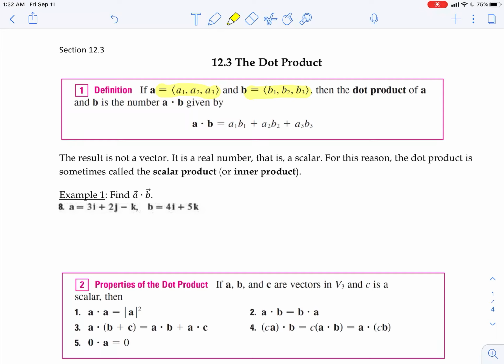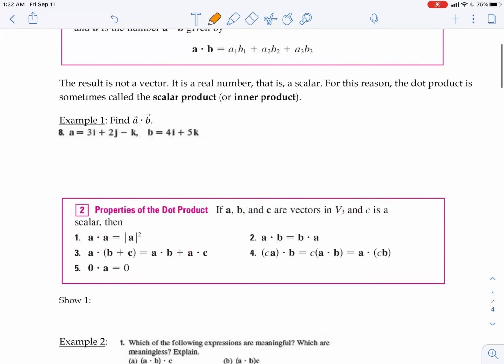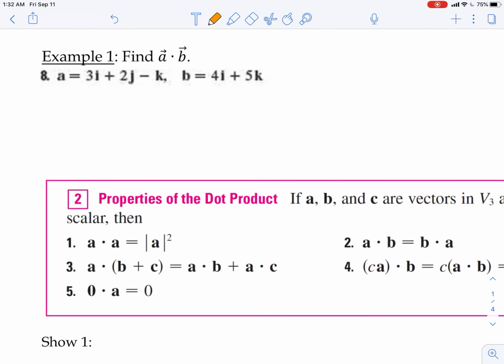So here's example 1. We're just going to do a dot product between two vectors to show you how to do it. It's not something very complicated, but again, just to give you some practice. We're going to do the dot product between A and B, where vector A is 3i plus 2j minus k, and vector B is 4i plus 5k. Now we're just going to multiply corresponding parts.